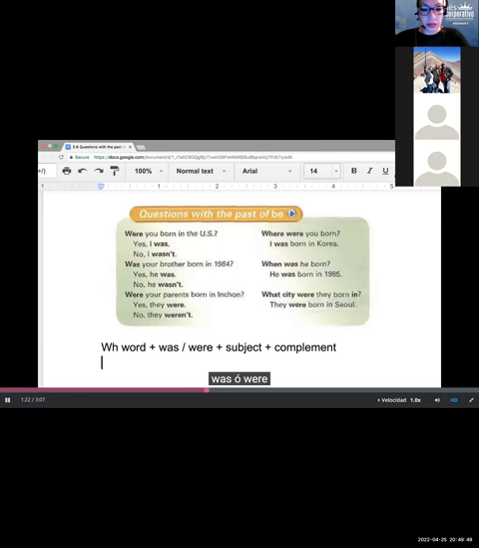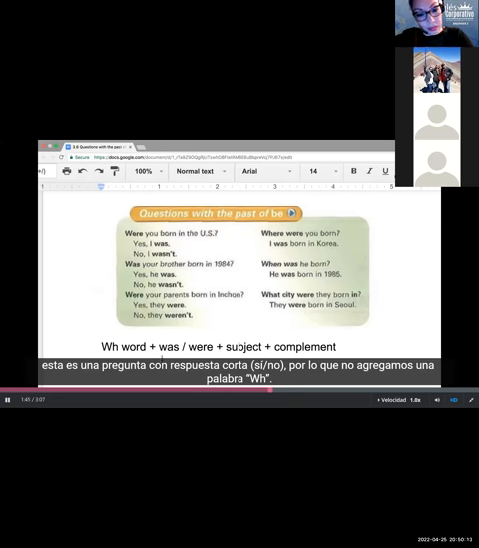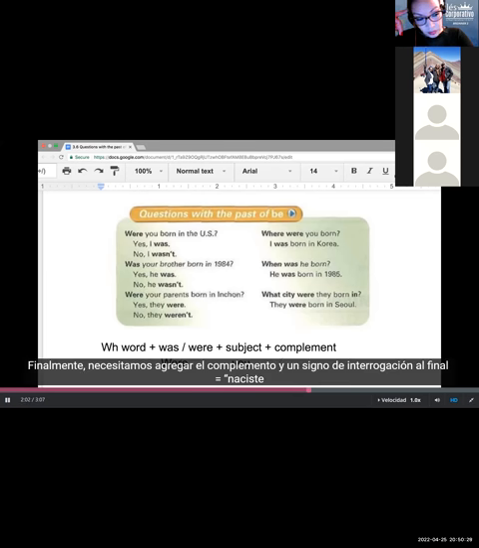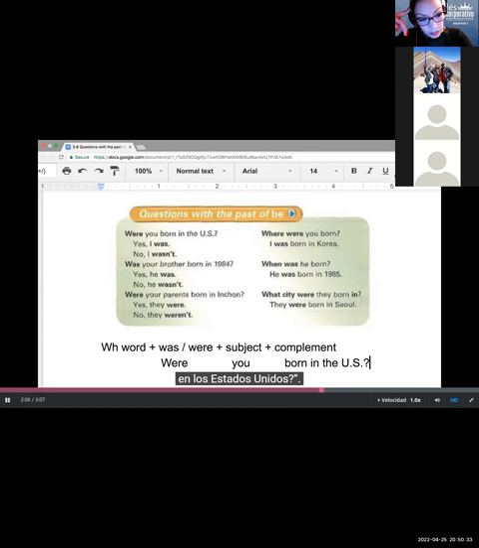WH word plus was or where plus subject plus complement. Let me point out that whenever we make yes or no questions, there won't be a WH word. Let's analyze a couple of examples. Were you born in the US? In this case, this is a yes or no question, so we don't add a WH word. The first thing we do is add the verb to be in the past, where. Next, we need to include the subject, you. Finally, we need to add the complement and a question mark at the end. Born in the US. To answer this type of question, we can answer positively by saying, yes, I was, or negatively by saying, no, I wasn't.